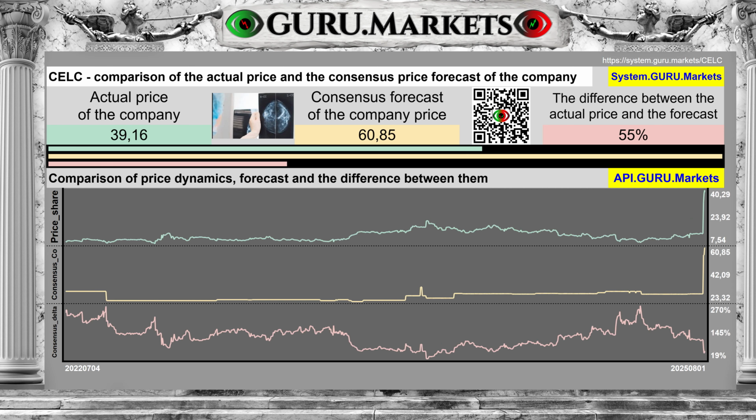The company's current stock price is approximately $39.16. The consensus price target for the company's shares is approximately $60.85.